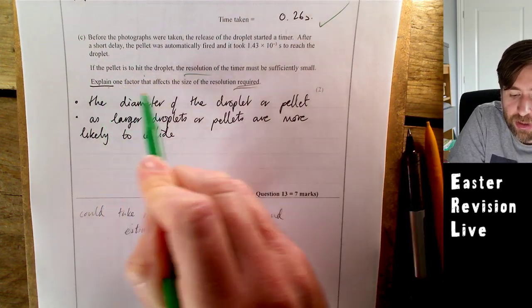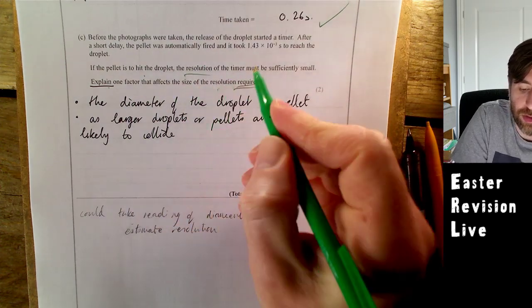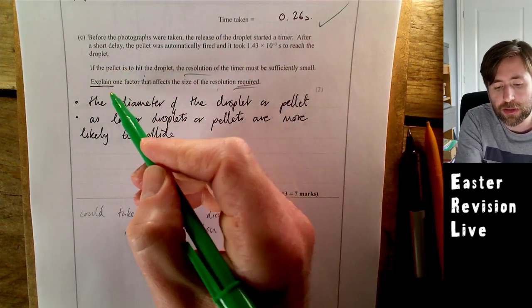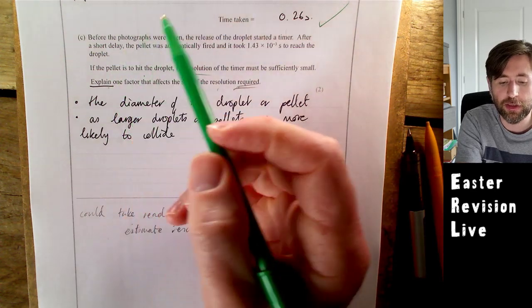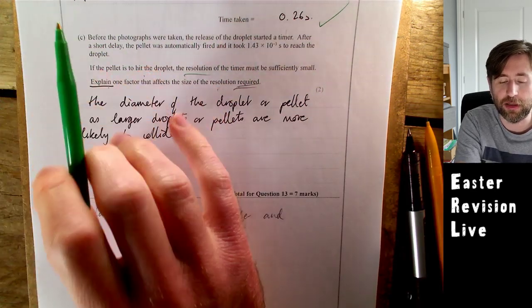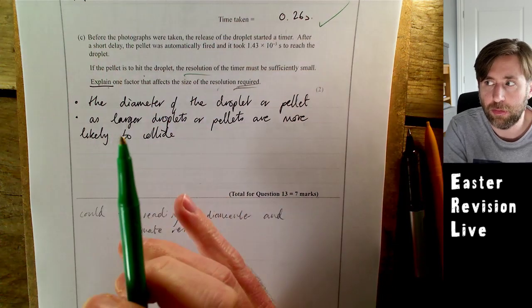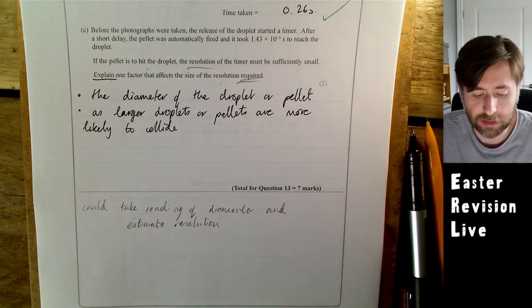Explain one factor that affects the size of the resolution required. So it's an explain question. I've underlined that. So think about, well, what is the factor, and then say why that matters. Why that particular factor is the factor that matters.